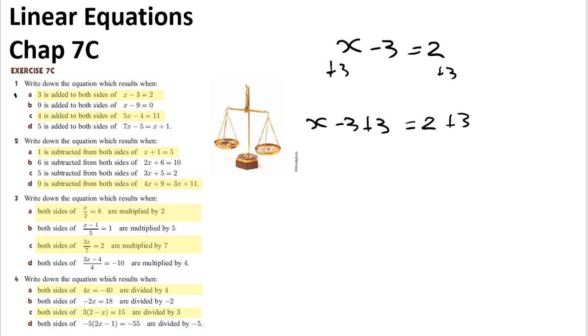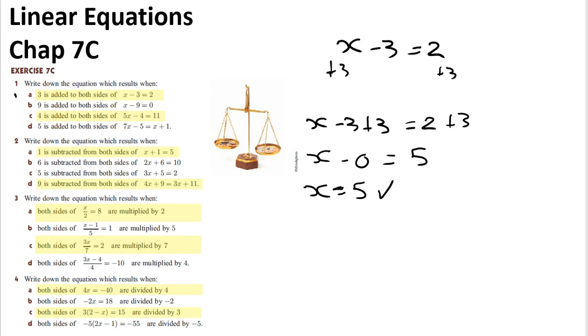So minus 3 plus 3 gives me 0. So I have x minus 0. That's equal to 2 plus 3 is 5. And the 0 part we don't have to write. We can just drop that out. So I get x equals 5. That's my answer. That's all they want you to do for part A.